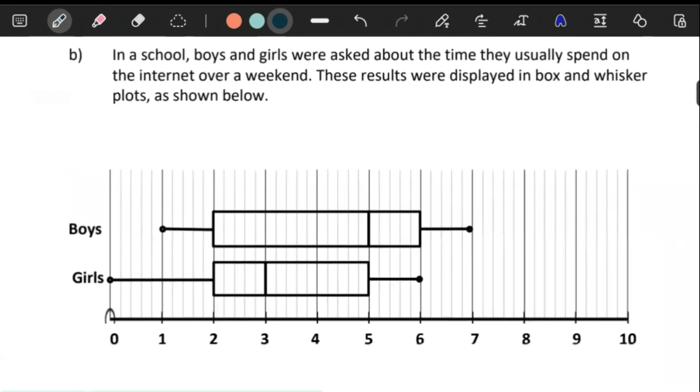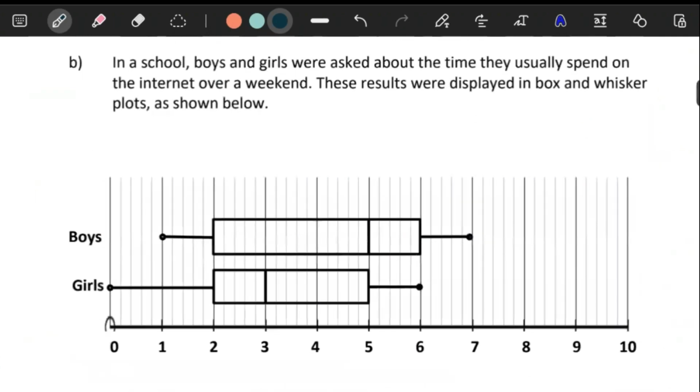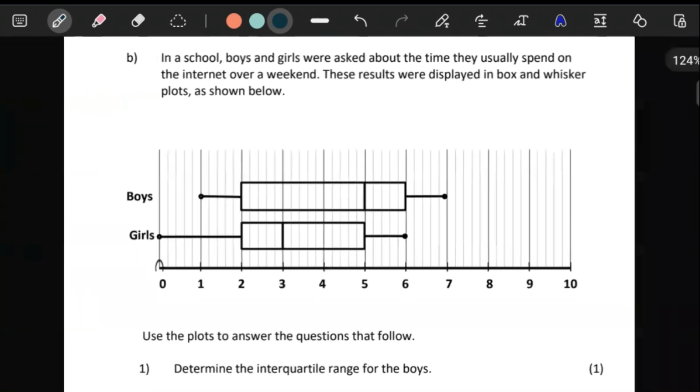Let's see. In a school, they said here, boys and girls were asked about the time they usually spend on the internet over a weekend. These results were displayed in box and whisker plots as shown below. So you have the box and whisker plot for the boys and the one for the girls. Question number 1. Use the plots to answer the questions that follow.